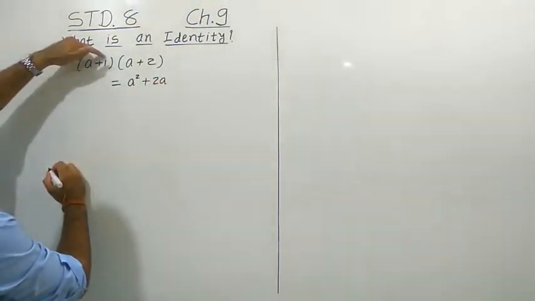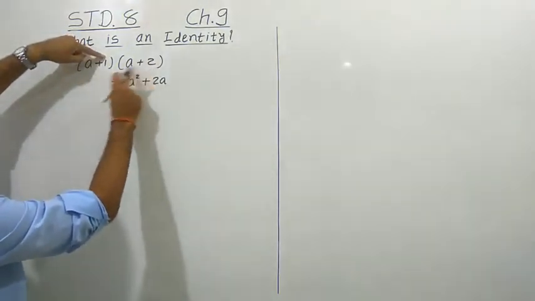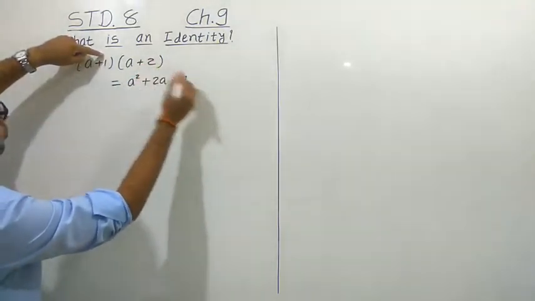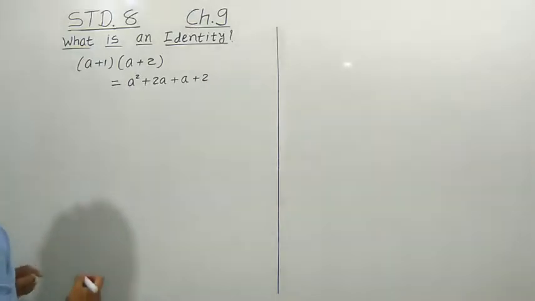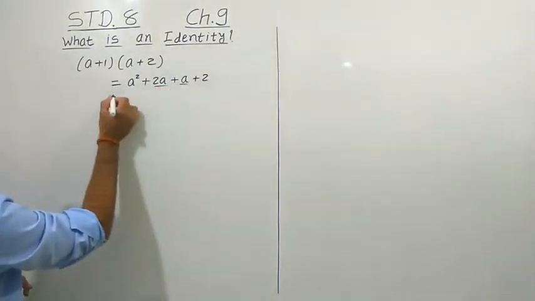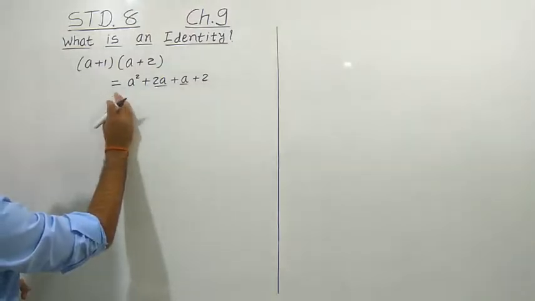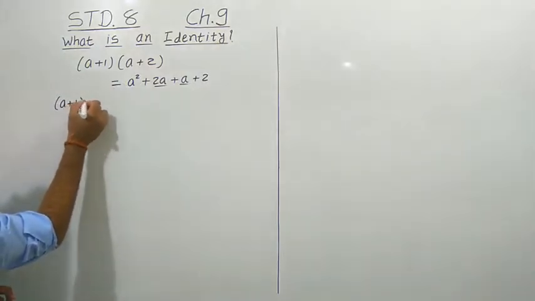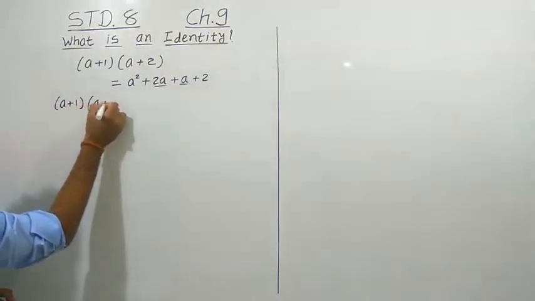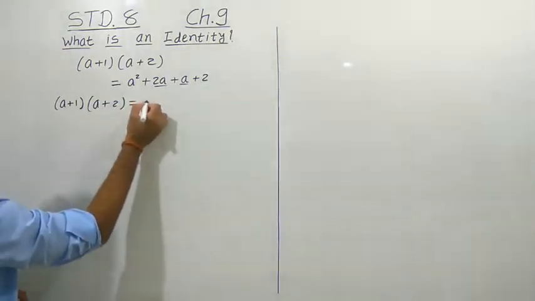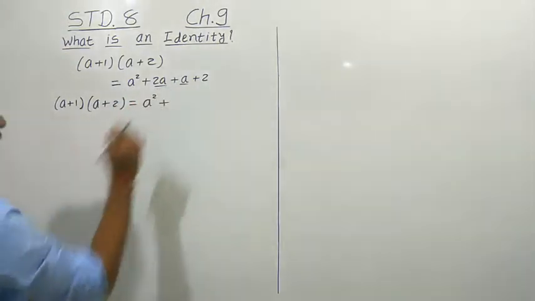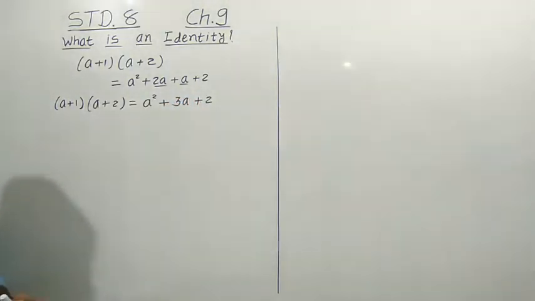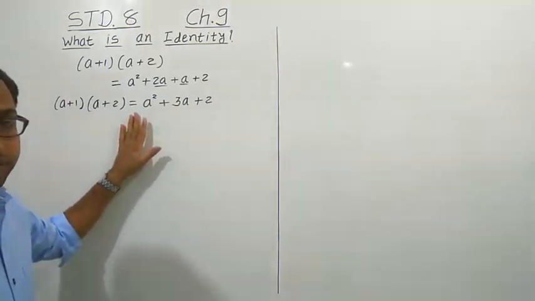Okay, now consider the second term. Again multiply it with both these terms. So 1 into a, that is a, and 1 into 2, that is 2. Now here we can simplify 2a and a because these two are like terms. So actually we can write here that a plus 1 into a plus 2 is equal to a square plus 2a plus a, that is equal to a square plus 3a plus 2, right?